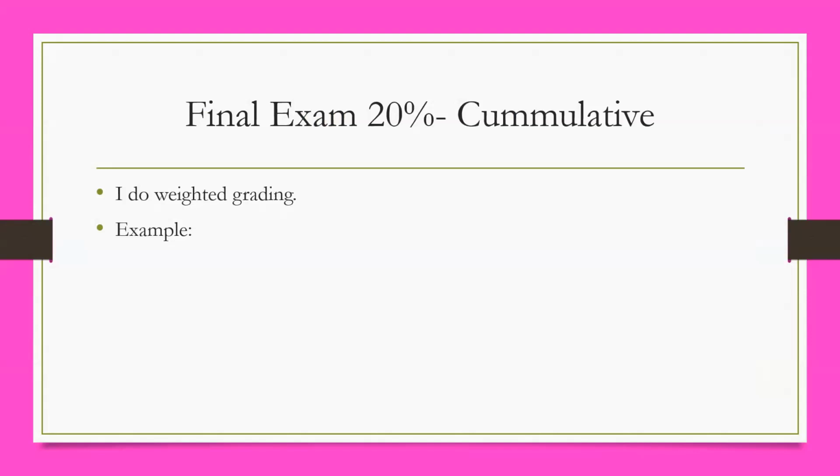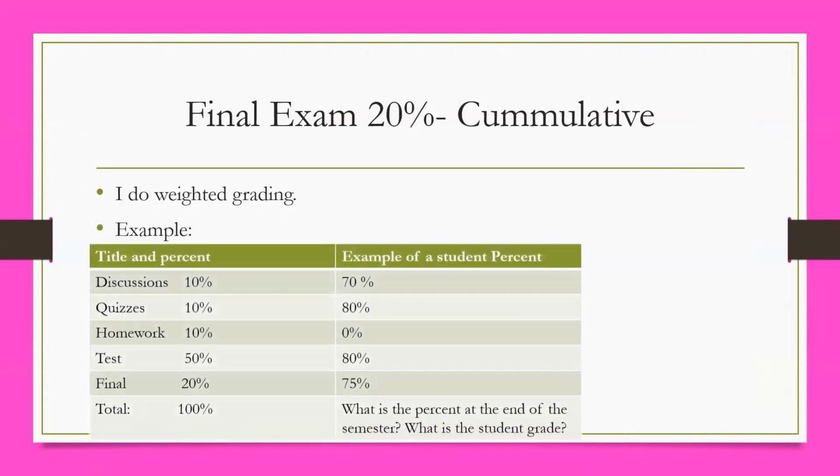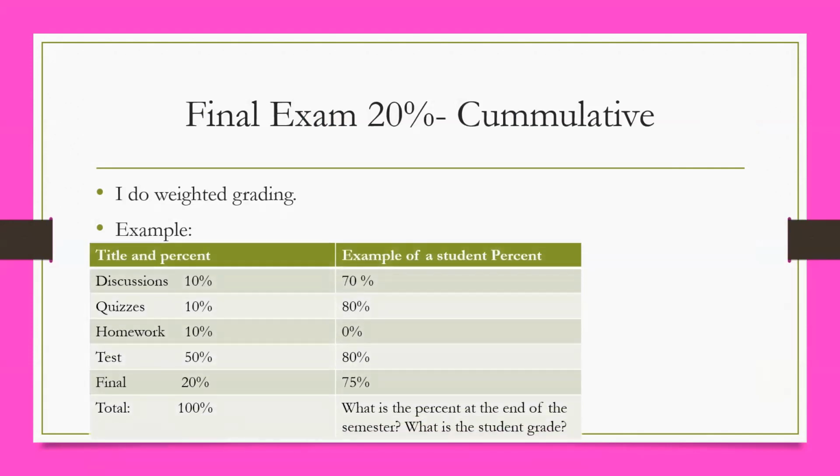Final exam will be 20%. I do weighted grading. Let me go ahead and explain how the weighted grading works. So let's just say we're very close to the end of the semester. And let's just say that the discussions, everybody knows that it's 10%, quizzes are 10%, homework 10%, tests 50, final 20. There's a total of 100%.